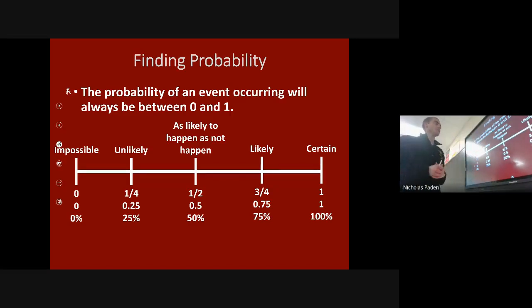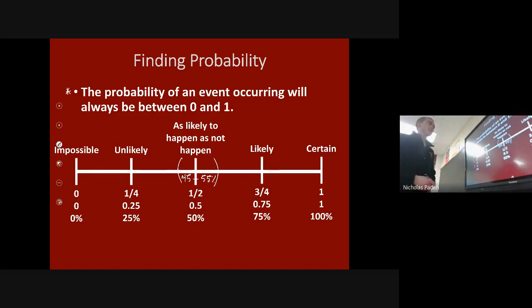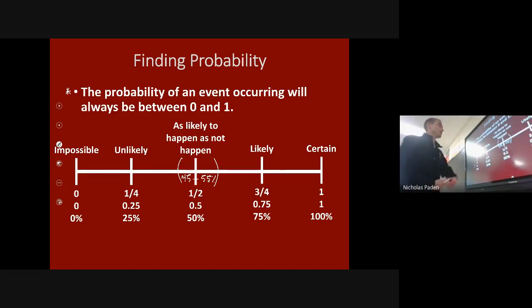Straight down the middle, 50%, is not likely, not unlikely. I would say anytime you're answering a question and you have something between 45 and 55%, that is about in the middle. That's equally as likely as it is not likely to happen. Anything that's closer to 75% is likely. So if it's over 50%, it's probably going to happen. It is very likely. If it's less than about 45%, it is unlikely.